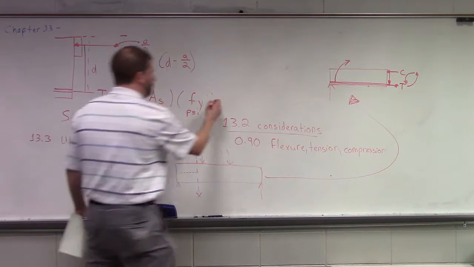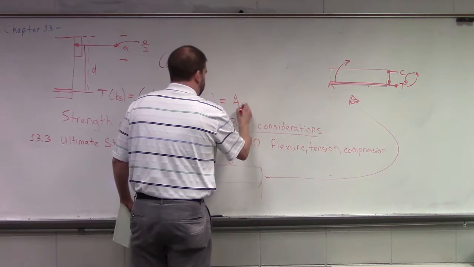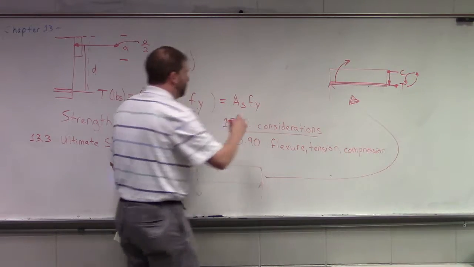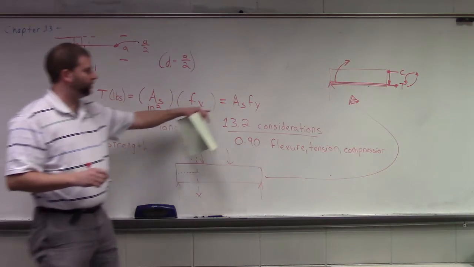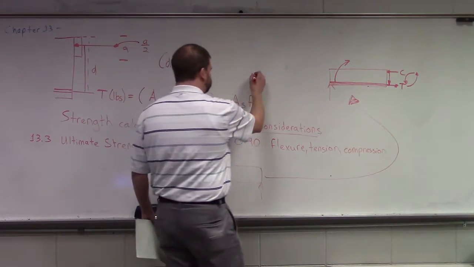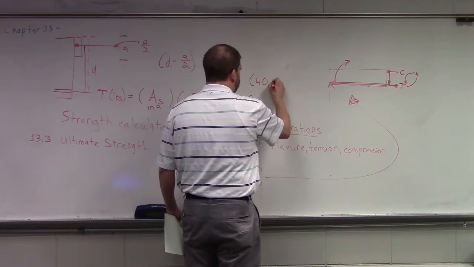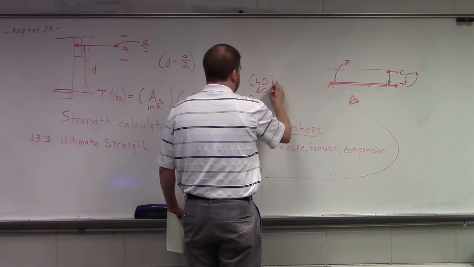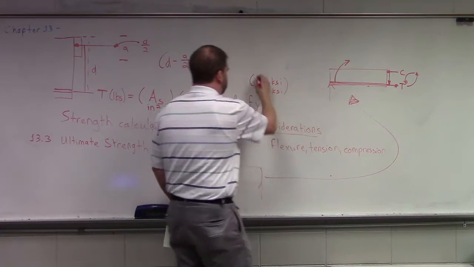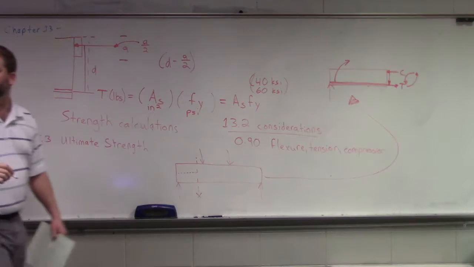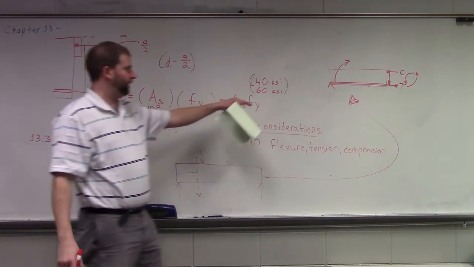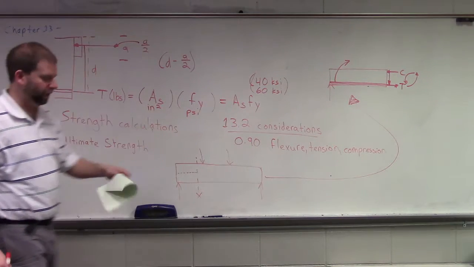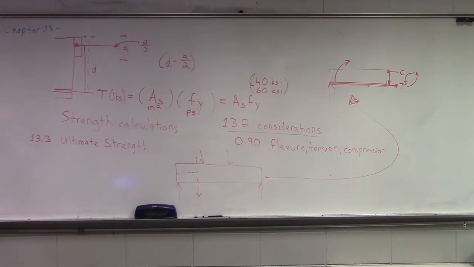So the formula for determining this tensile load will be the area of the steel multiplied by the yield strength, okay? For the purposes of this class, we'll be using either grade 40 or grade 60 steel, okay? So F sub y is always going to be either 40 KSI or 60 KSI, or 40,000 and 60,000 PSI, if you want to think about it that way, okay?